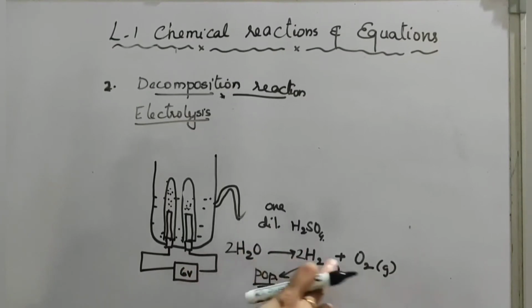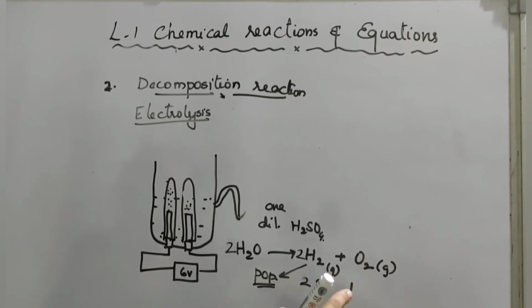Now check it, the oxygen is also balanced. And here 2 hydrogen is there and 1 oxygen. So they fill in the ratio, very very important, they fill in the ratio 2:1. Why do they fill so? Which gas fills in the ratio of 2?